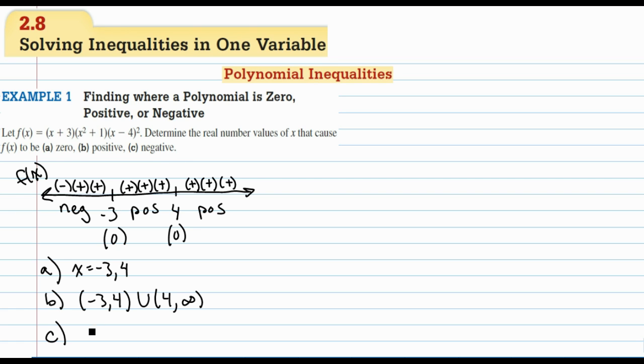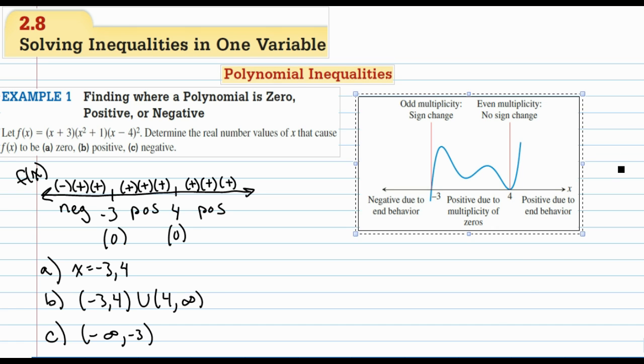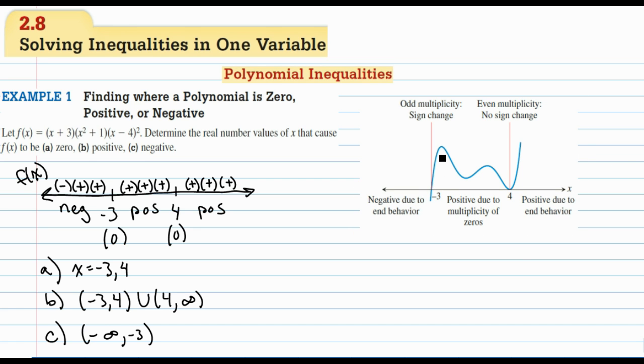That's anywhere before negative 3. So negative infinity to negative 3, but don't include negative 3 because negative 3 makes f of x 0. Remember how we said that a multiplicity of a zero of a polynomial will make the graph either cut through or bounce off? So that's what's happening here. We have negative y values, like we said, before negative 3.